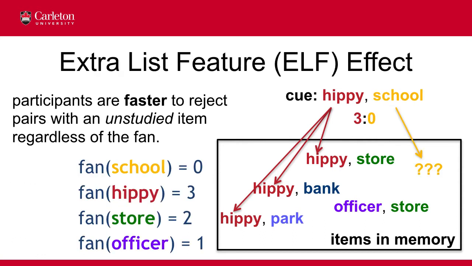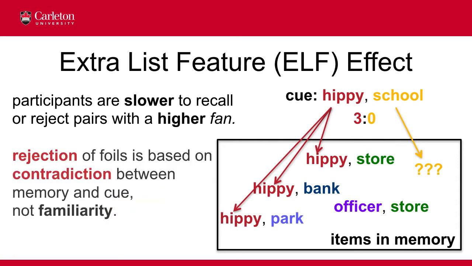The second experiment we're going to be talking about is the extra list feature effect. In the extra list feature effect task, participants are faster to reject pairs with an unstudied item regardless of the fan. For example, even though Hippie has a fan of 3, it's easy to reject as an unstudied pair because school wasn't in the study set at all. The theory here is that the rejection of foils is based on detecting a contradiction between memory and the cue, and not based on familiarity of the cue.